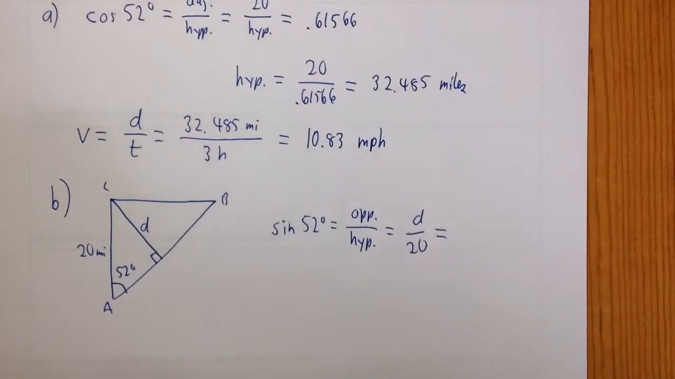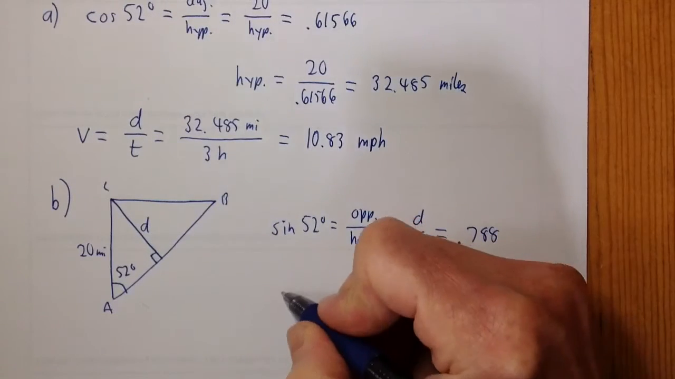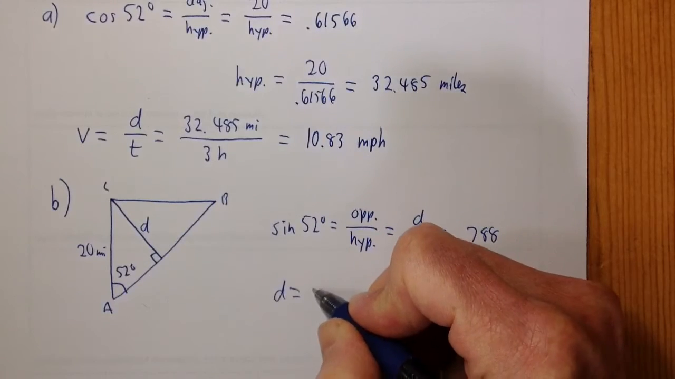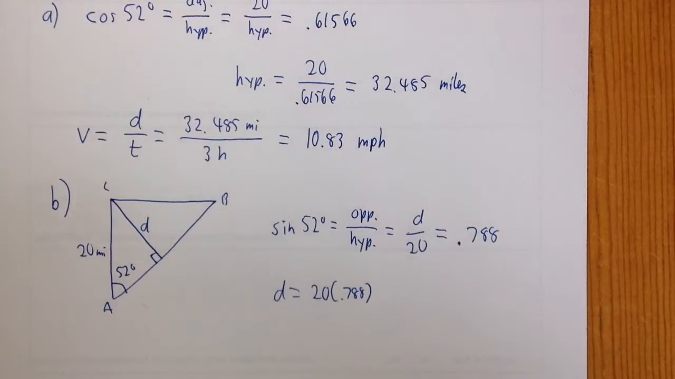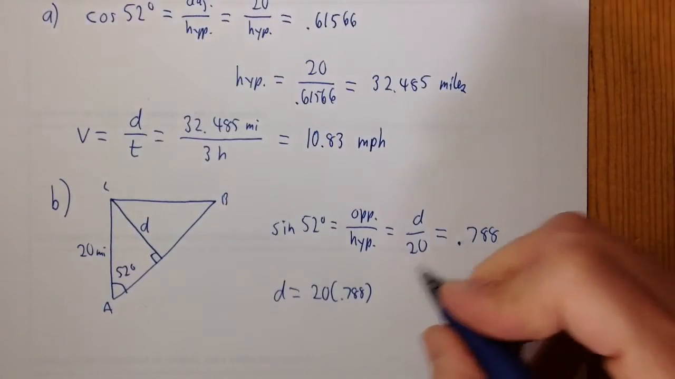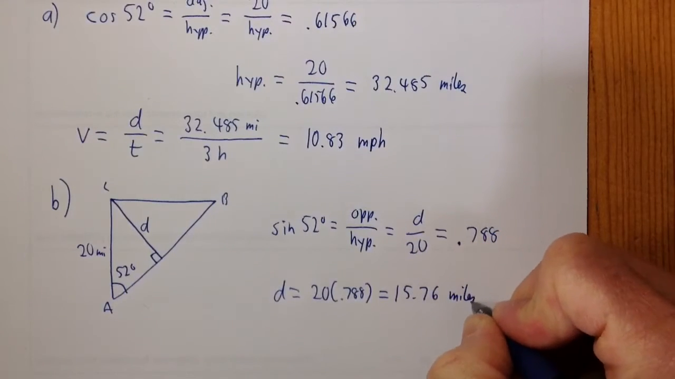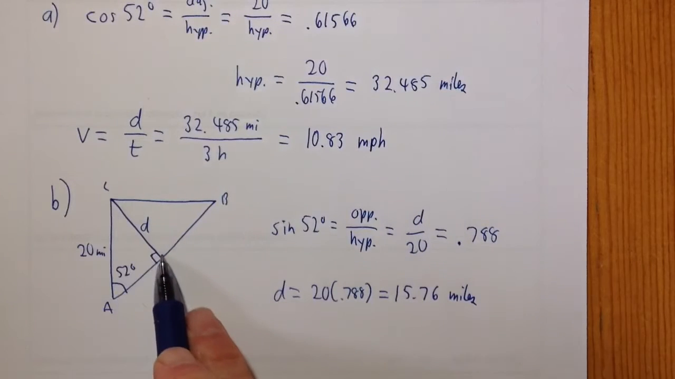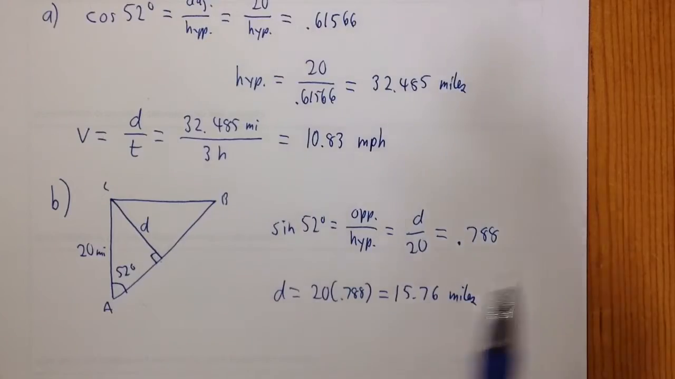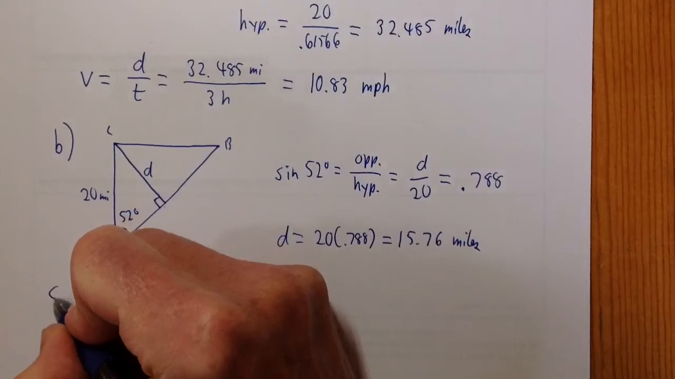And we plug in our calculator, sine of 52 degrees, I get 0.788. And so distance is 20 times 0.788, and I get about 15.76 miles. Okay, so that's that one. Just remembering the closest it gets, the smallest that leg is, the height of that triangle, is when it's perpendicular. Alright, that's part B.